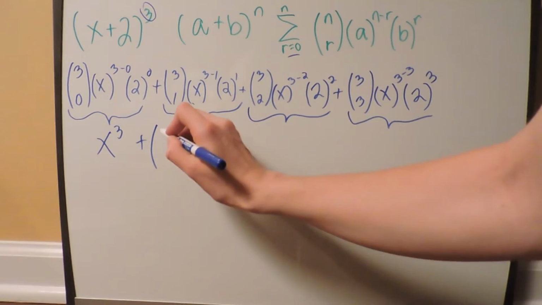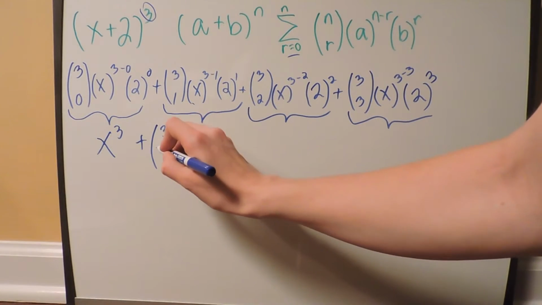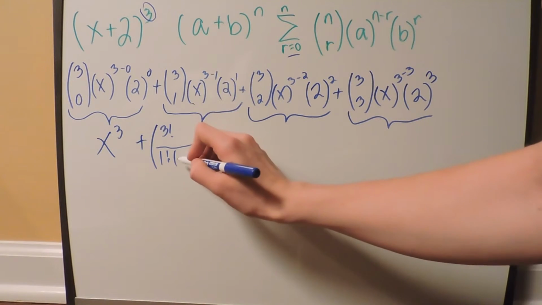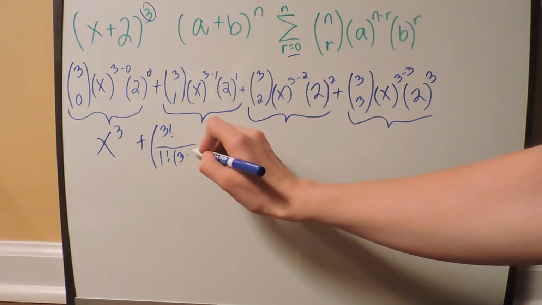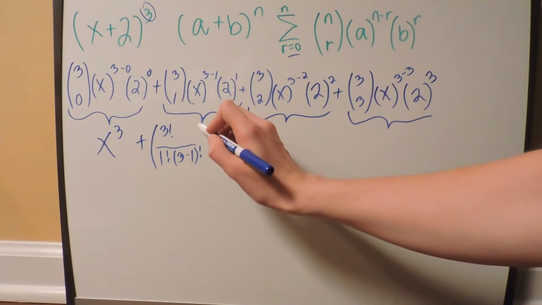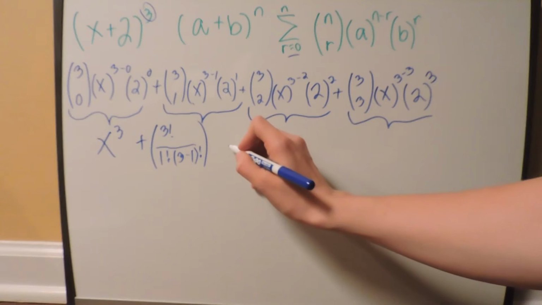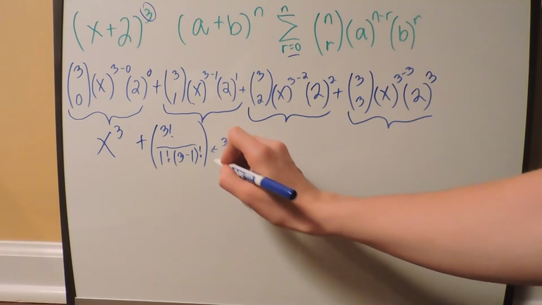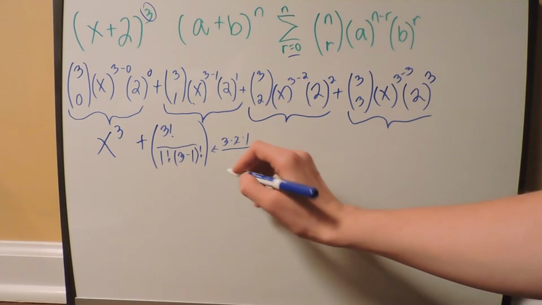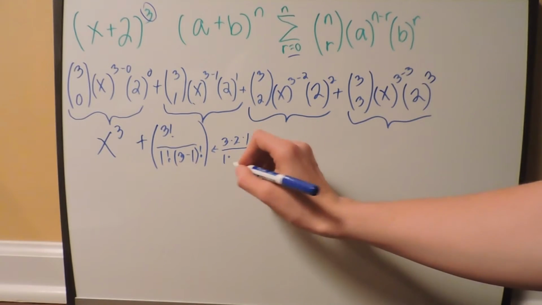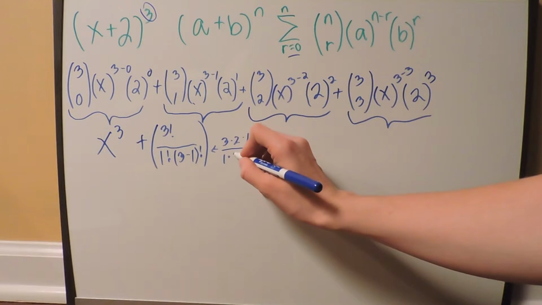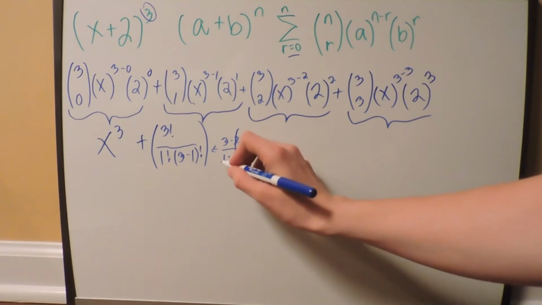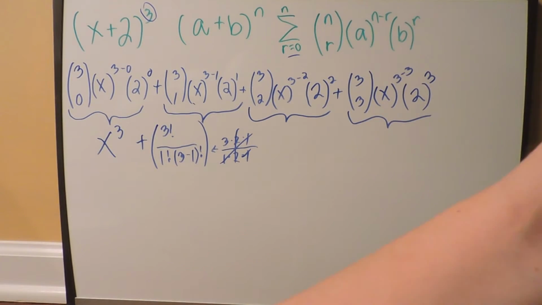Over here we've got 3 factorial over 1 factorial times 3 minus 1 factorial. So what's this going to equal? It's going to equal 3 times 2 times 1, right? And then we're going to see 1 times 3 minus 1 is 2. 2 times 1. This cancels out. All the 1's cancel out, and we're just left with 3.